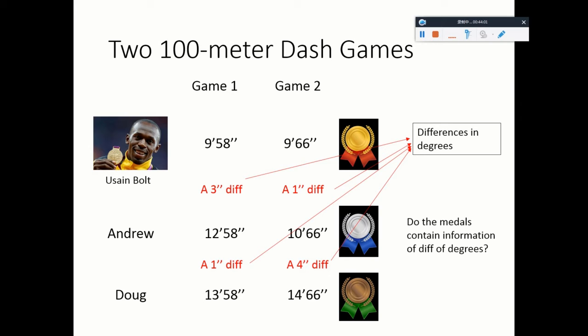Okay, so that's a very important point that we should bear in mind regarding the properties of ordinal measures. We don't know how much better. We only know that one is better.